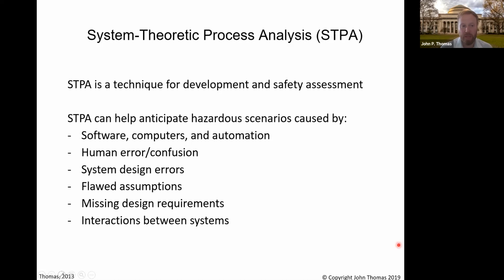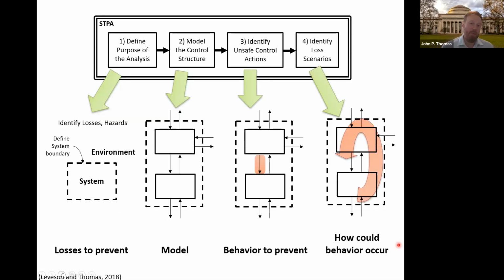Hazardous scenarios caused by software, computers, and automation, human error and confusion, system design errors, assumptions we never maybe recognized were assumptions and they were flawed, missing design requirements, interactions between systems. This is kind of the system's problem, and STPA is really, really strong for these kinds of problems. All right, I said it was a method. What are the steps? There are 4 major steps in STPA. Step 1 is to define the purpose of the analysis.